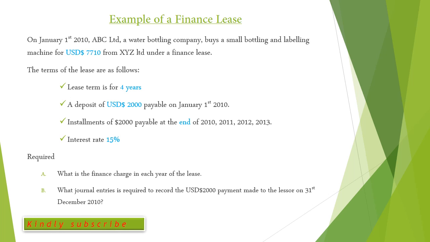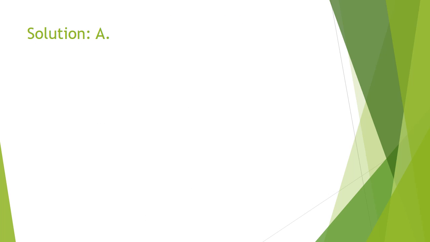Required. A. What is the finance charge in each year of the lease? And B. What journal entries are required to record the $2,000 payment made to the lessor on 31st of December 2010? Now let's look at a solution to A, that is the finance charge.